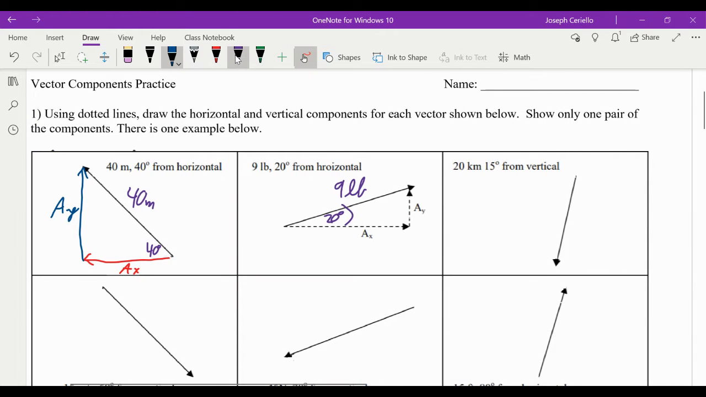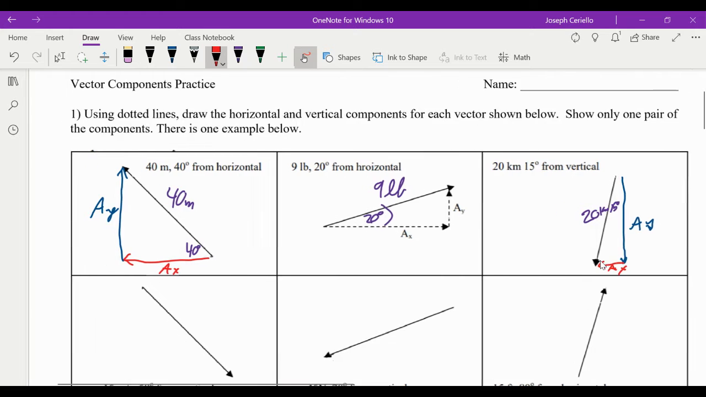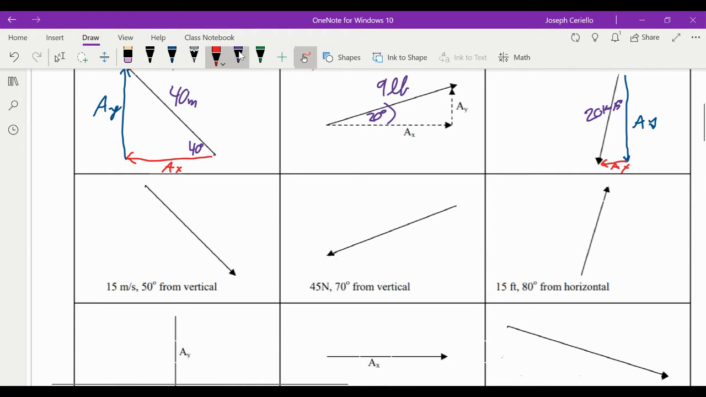All right, so let's do this 20-kilometer one. So this is 20 kilometers and 15 degrees from the vertical. So this is 15 degrees, this little angle in here with respect to the vertical line. So there's our AY and our AX. All right, so next one here, 15 meters per second, and it's 50 degrees from the vertical. So again, this is the vertical, this is the horizontal. So the 50 goes in here. That's where the 50 is.